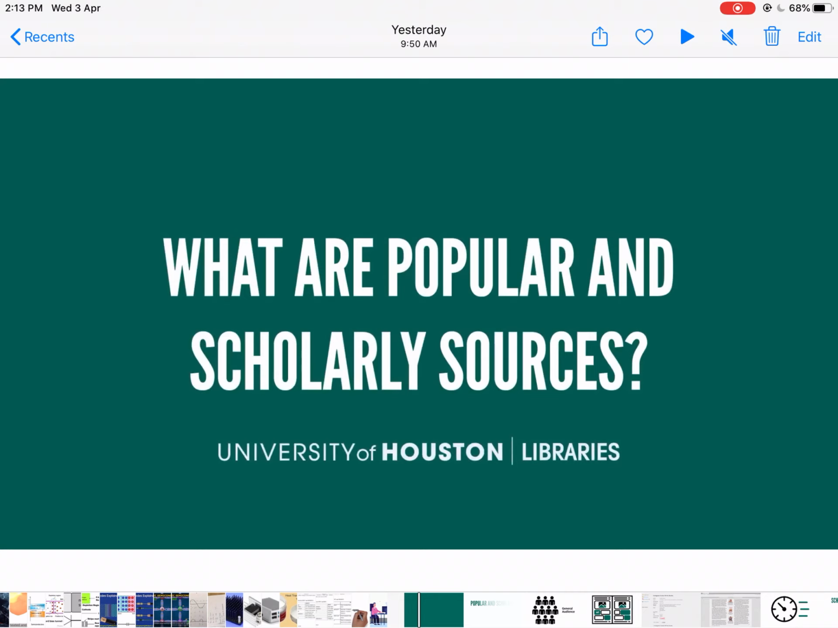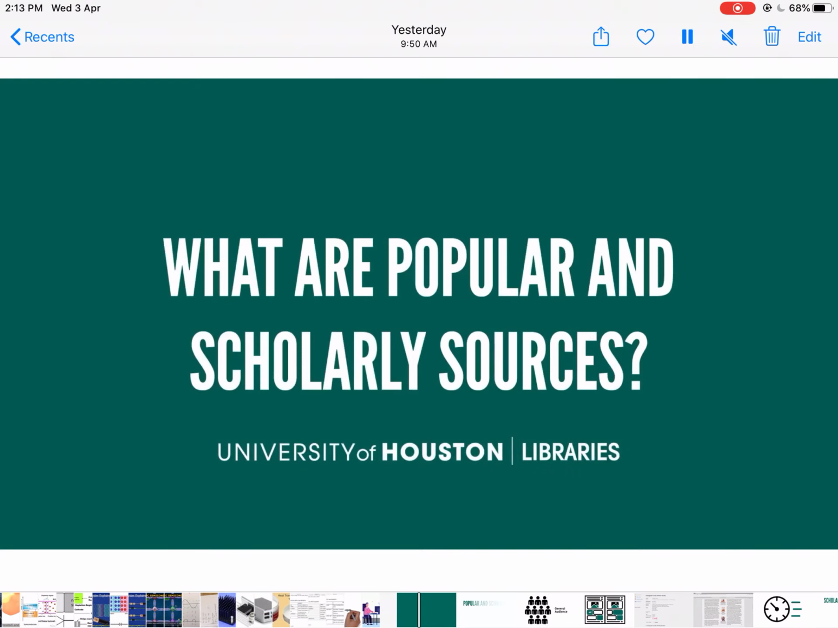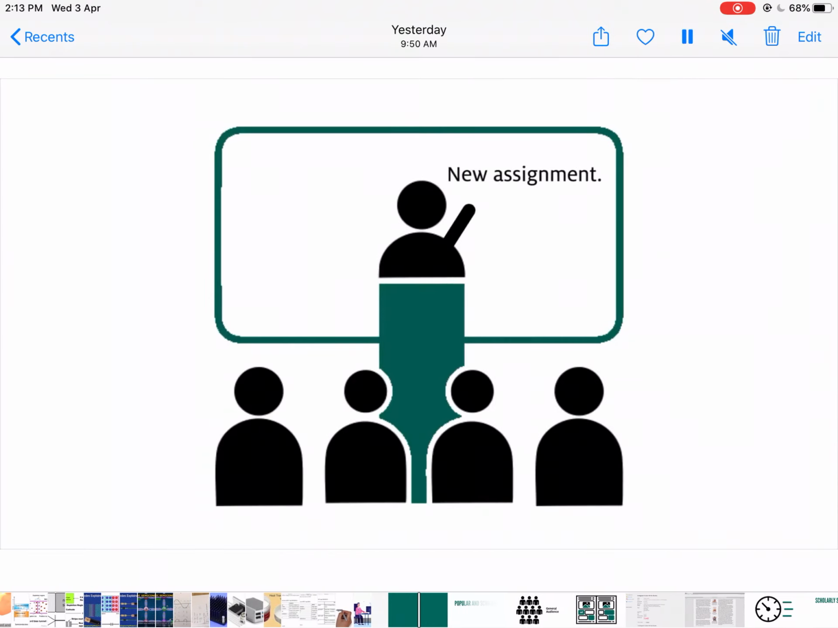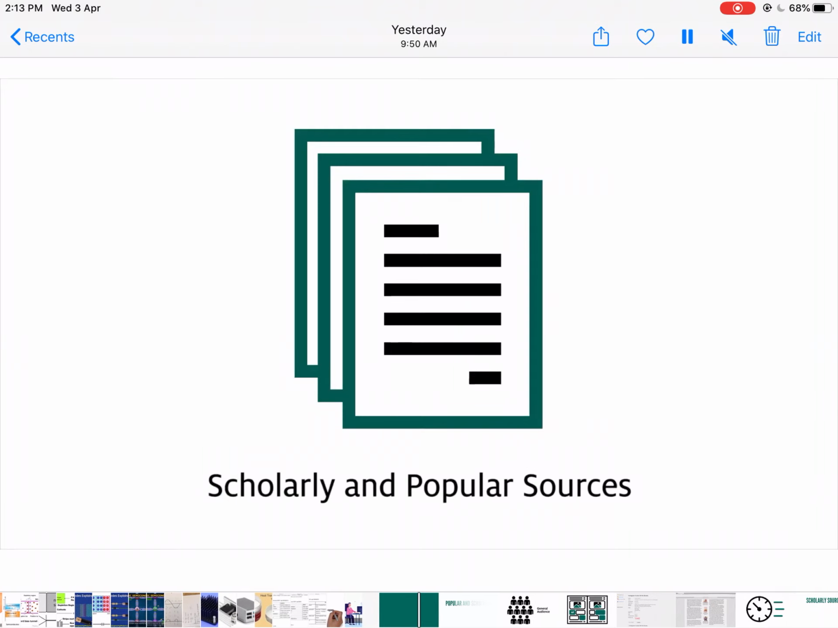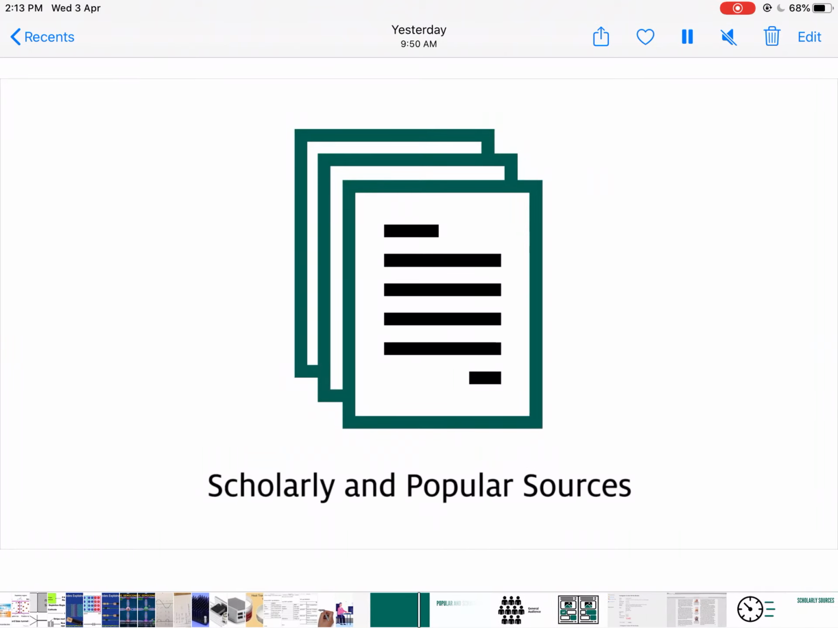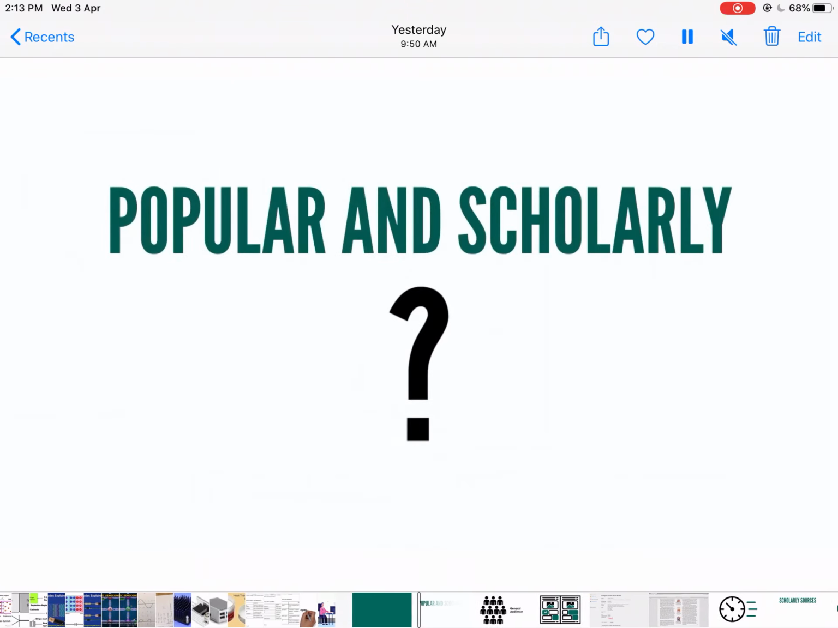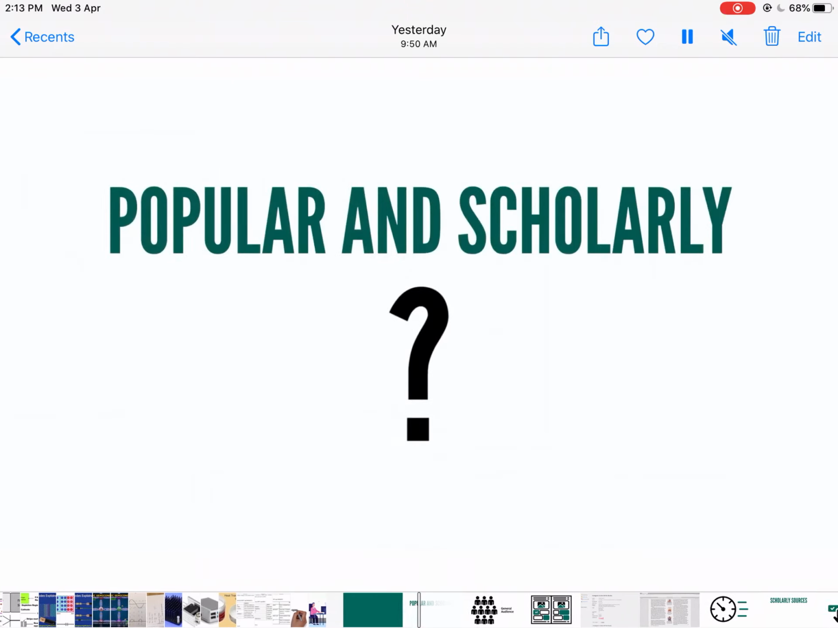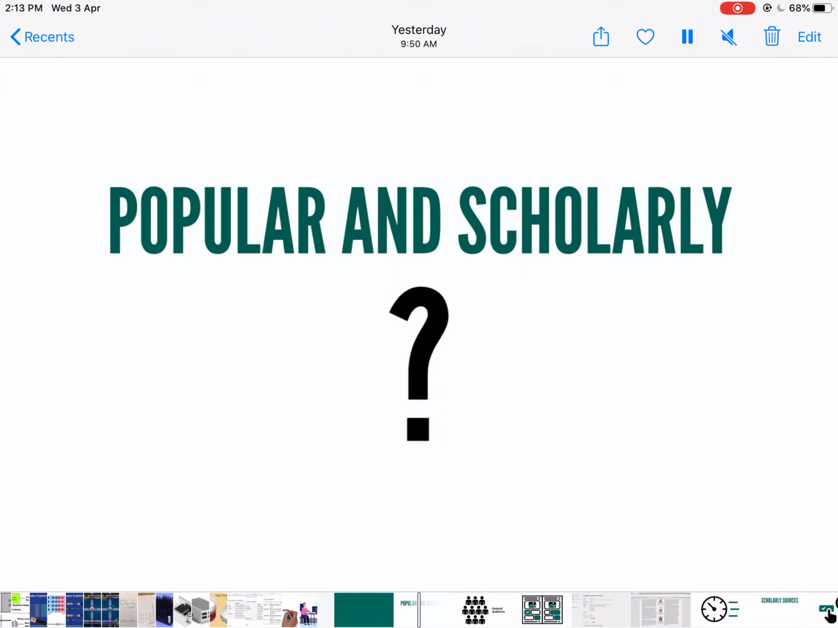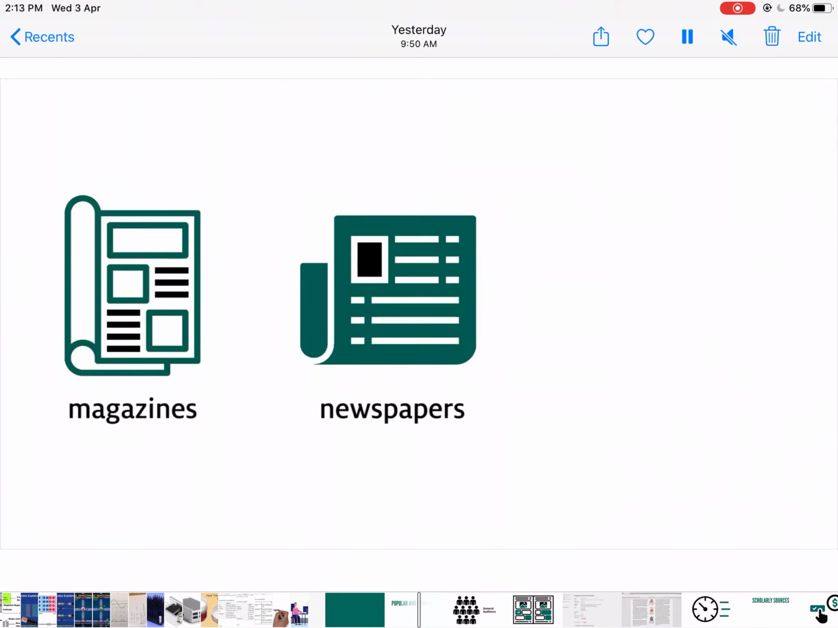So two kinds of sources are available. One is the popular source, the other one is a scholarly source. We need to understand the thin line of difference between these two. Now, what are the scholarly and popular sources? There is a thin, as I told you, thin line of difference between those two. Let us understand one by one in detail.